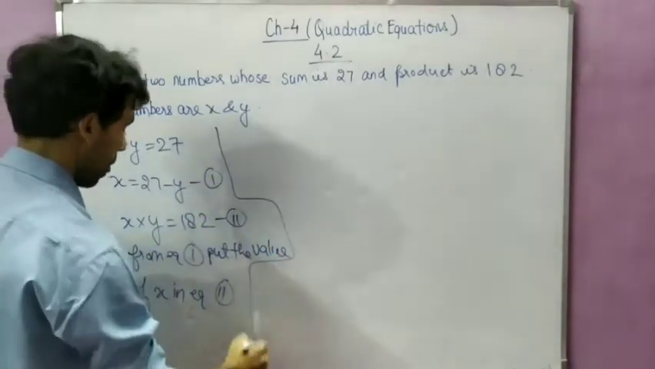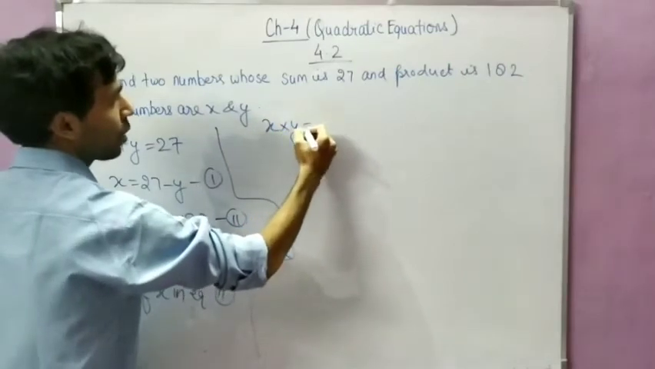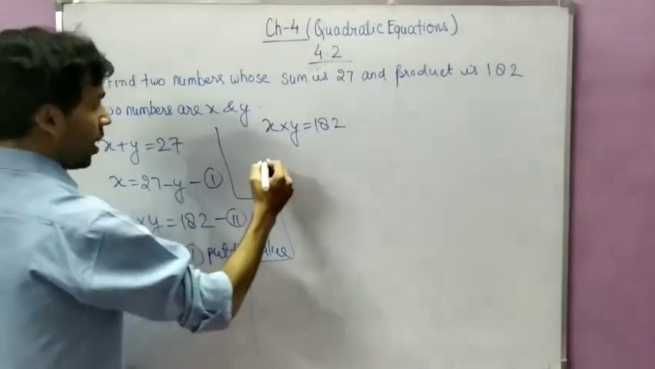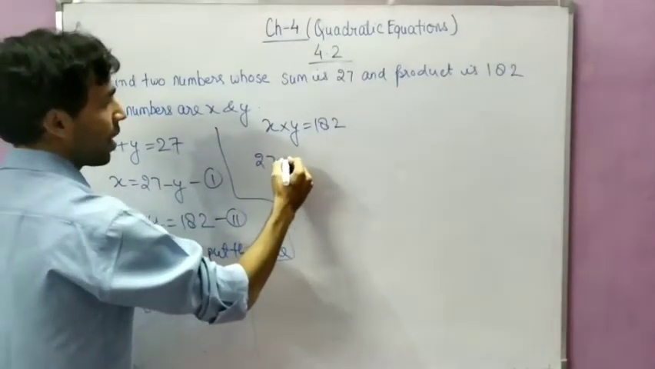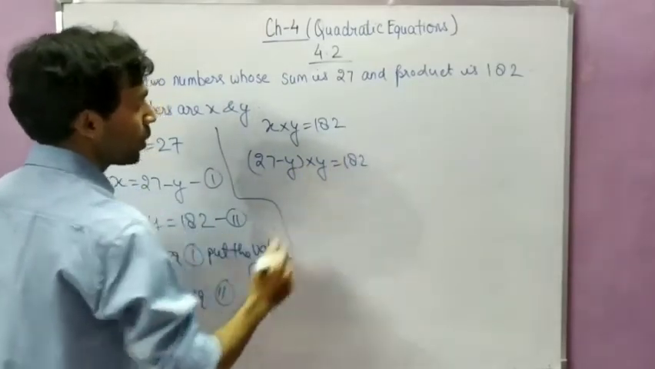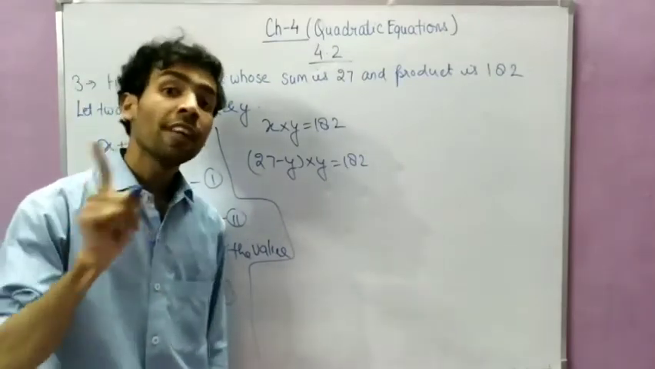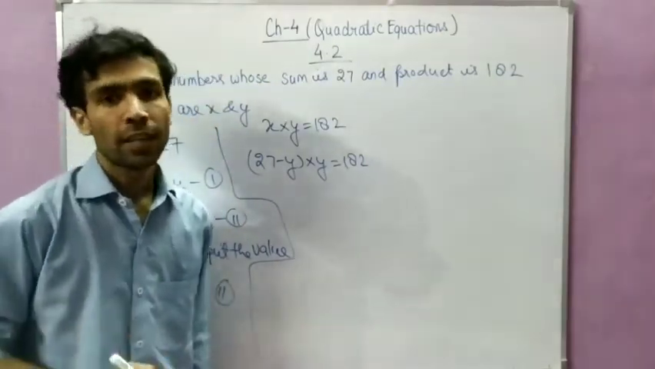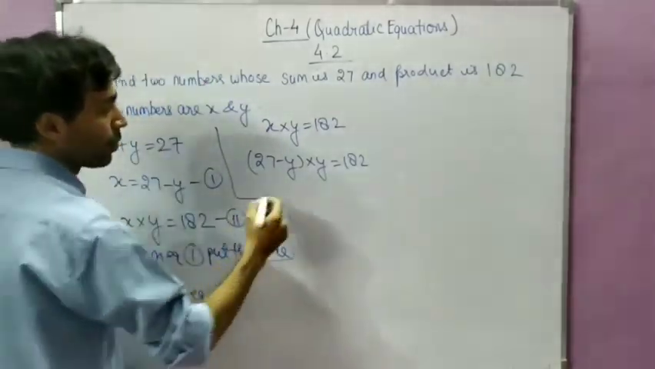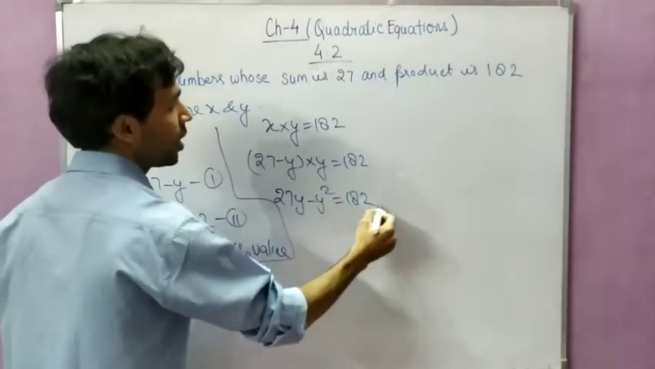So what is equation number 2? Equation number 2 is x into y equal to 182. Now put the value of x here. So the value of x is 27 minus y, into y. Why are we doing that? Because we have to make a quadratic equation, and in a quadratic equation there is only one variable, either x or y. That's why we are substituting the value of the variable. Now multiply it. So 27y minus y square is equal to 182.